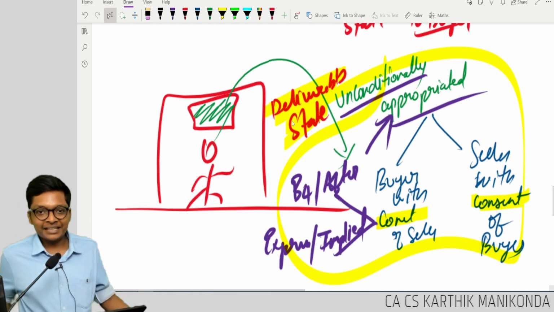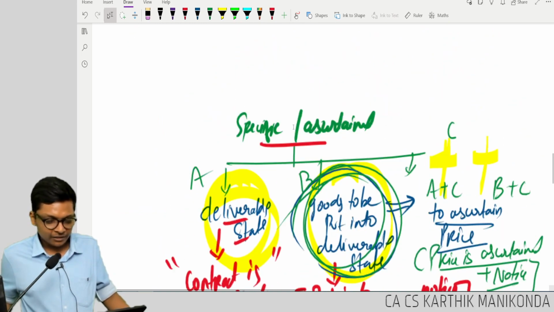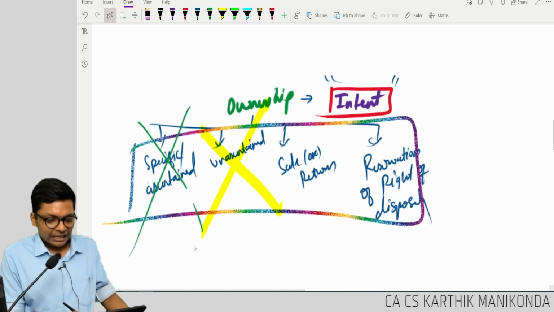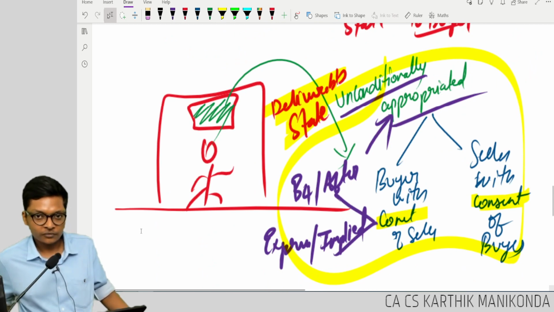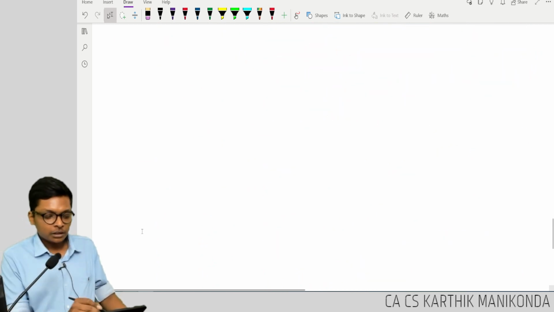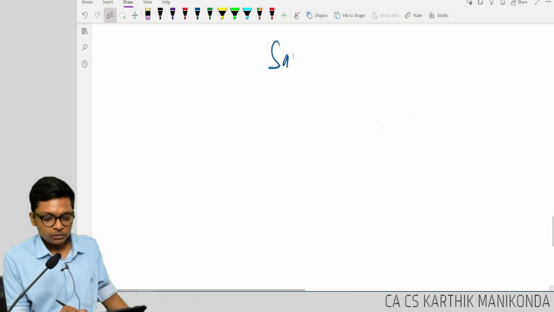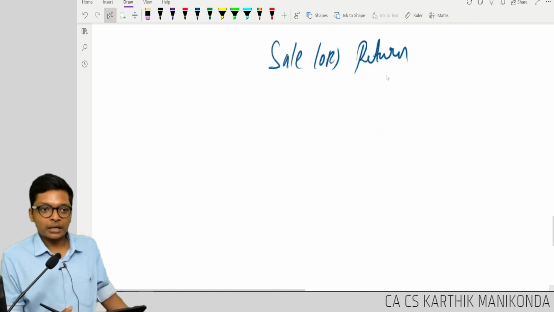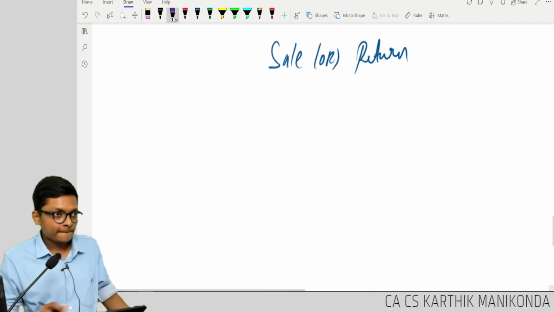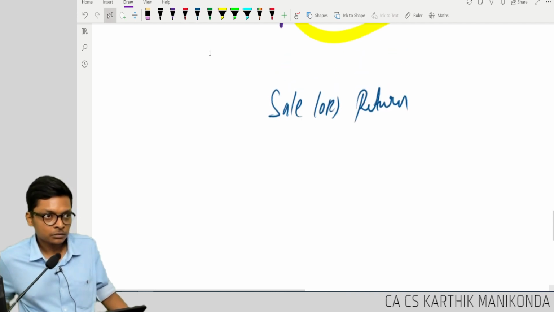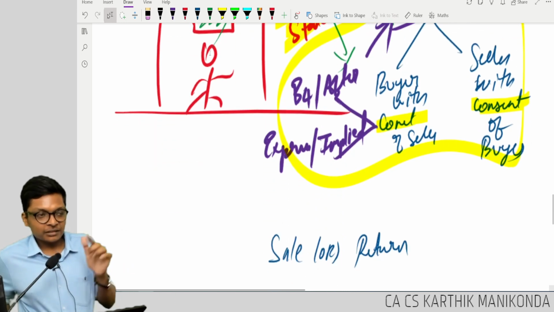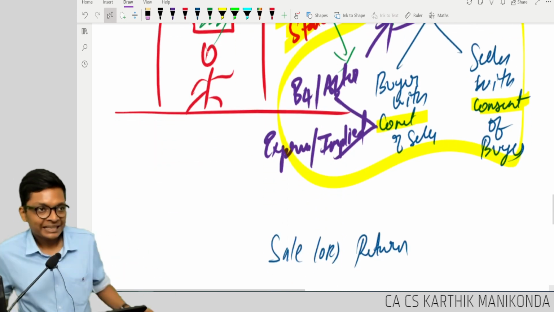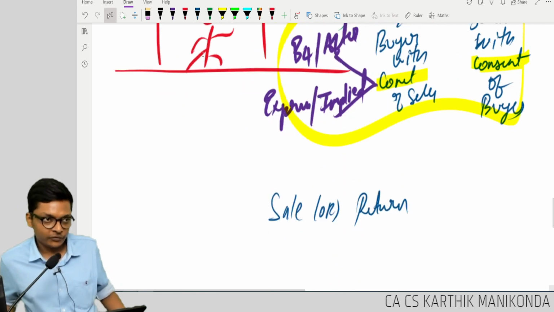Clear? Understanding, guys? So we are now done with unascertained goods. Any doubts in these two, guys? Fine. Okay. Next, in case of sale or return basis, sorry, no, that I am going to take in reservation of right of disposal. Delivery to carrier will come along with reservation of right.